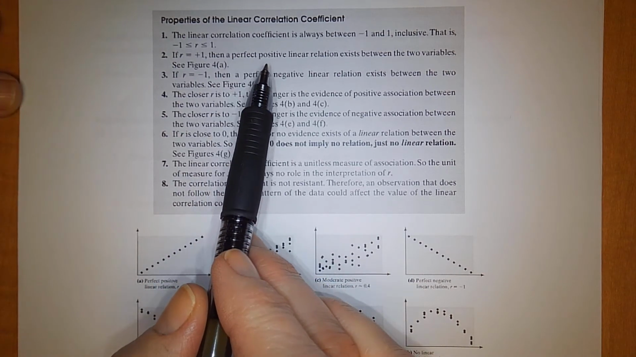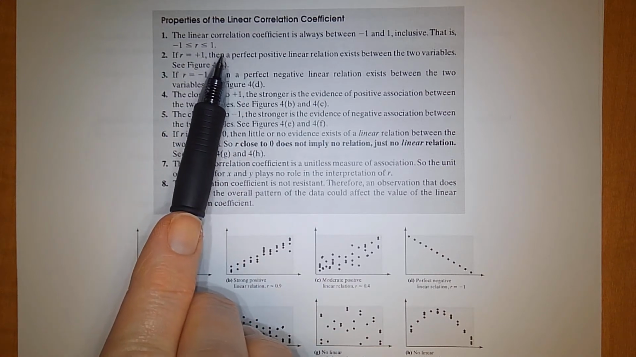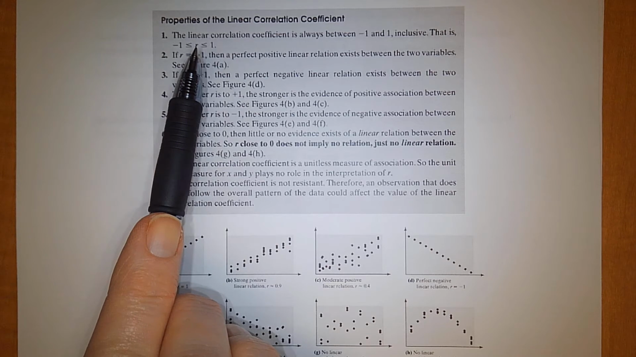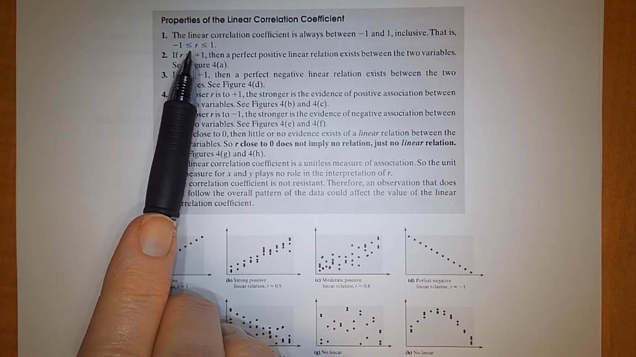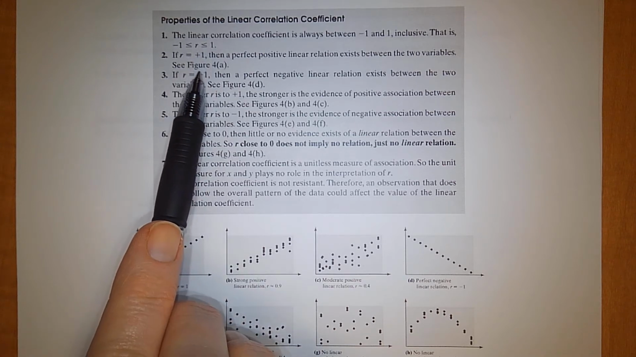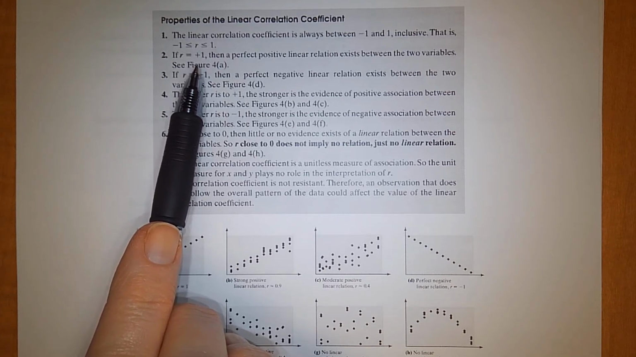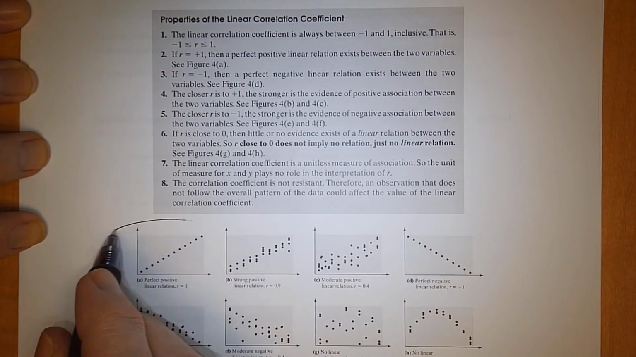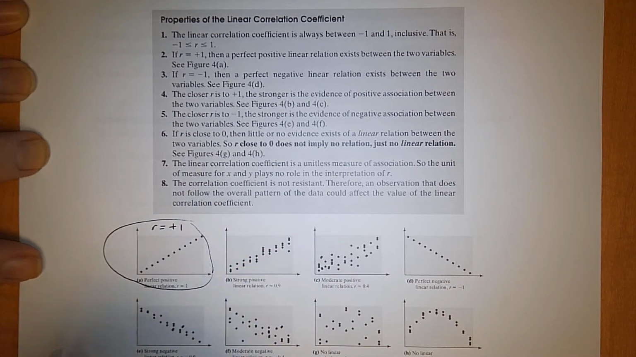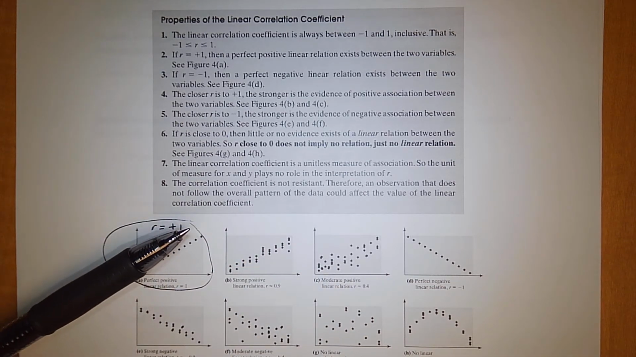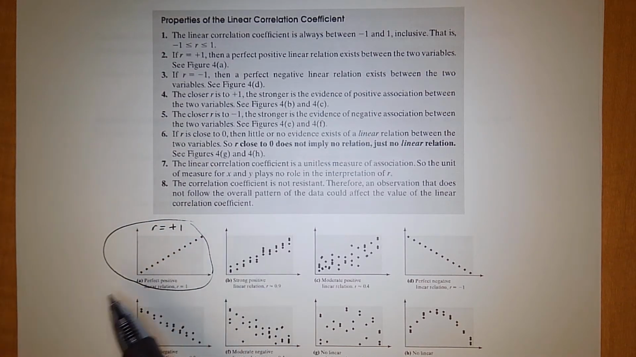Some of the characteristics of the correlation coefficient is that the linear correlation coefficient is always between -1 and 1 inclusive. In other words, r is always going to be greater than or equal to -1 and less than or equal to 1. 0 is included. If r is a positive 1, then you have what's called a perfect positive linear relationship between the two variables. For example, this one down here would be a perfect relationship where r is positive 1. It is positive because it goes up with a positive slope, and it is 1, the maximum, because it is a perfect relationship.